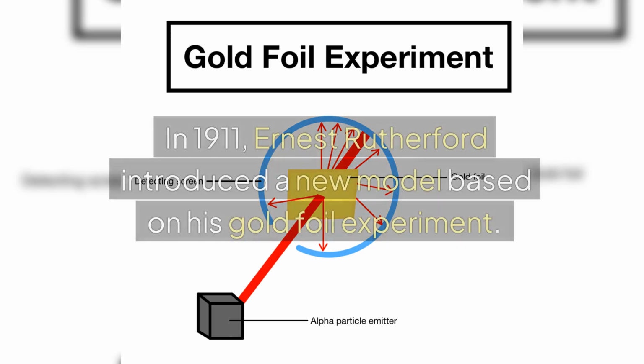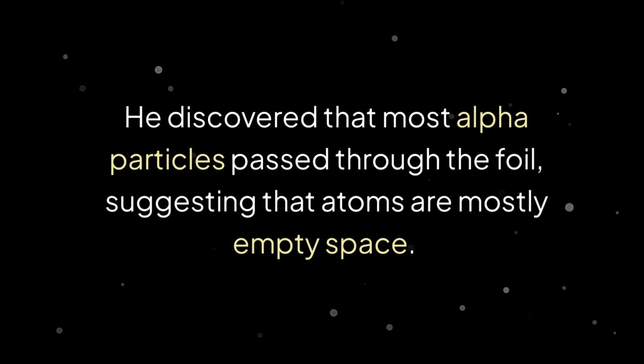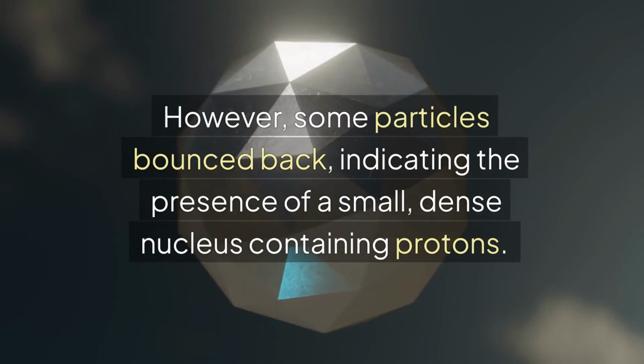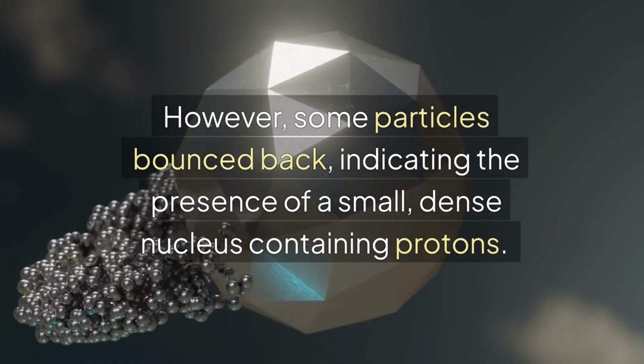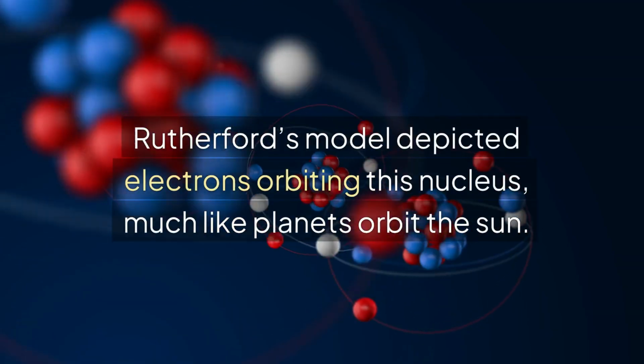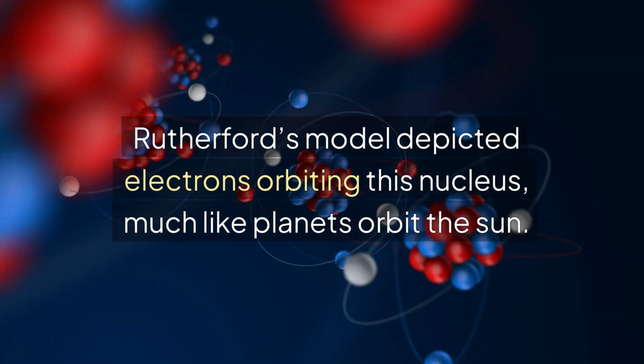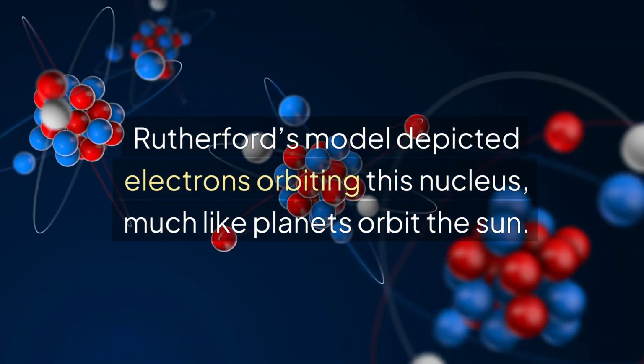In 1911, Ernest Rutherford introduced a new model based on his gold foil experiment. He discovered that most alpha particles passed through the foil, suggesting that atoms are mostly empty space. However, some particles bounced back, indicating the presence of a small, dense nucleus containing protons. Rutherford's model depicted electrons orbiting this nucleus, much like planets orbit the sun.